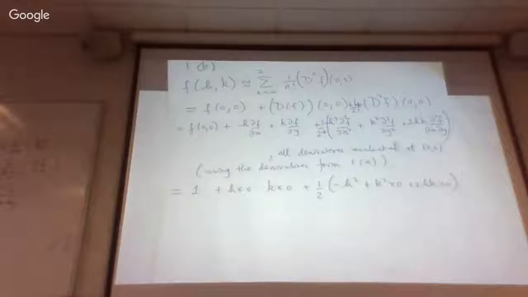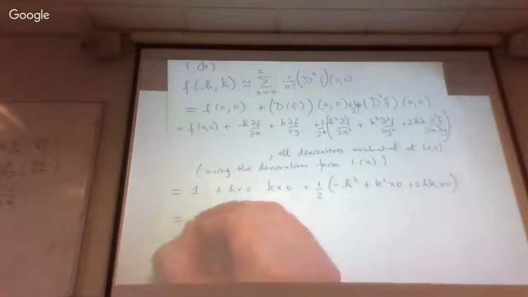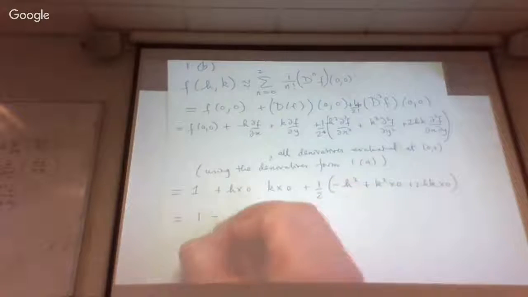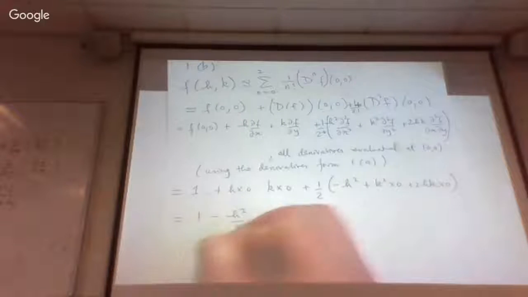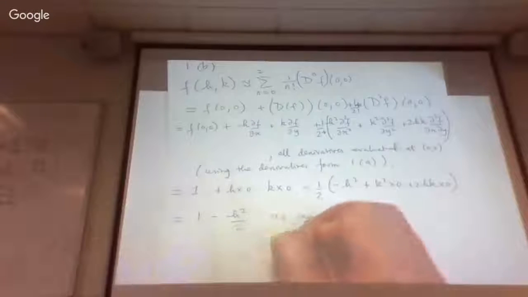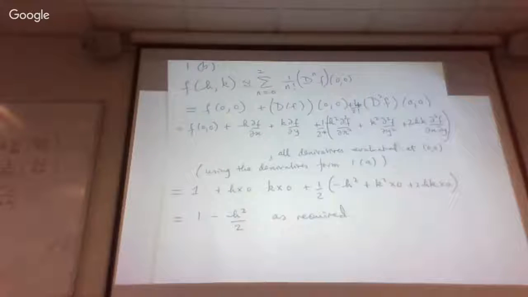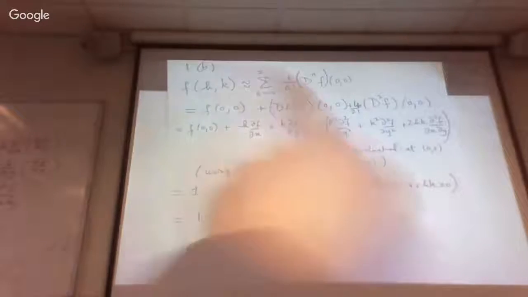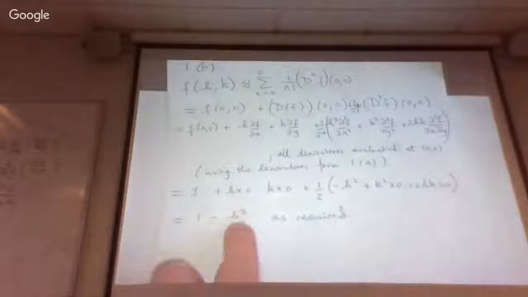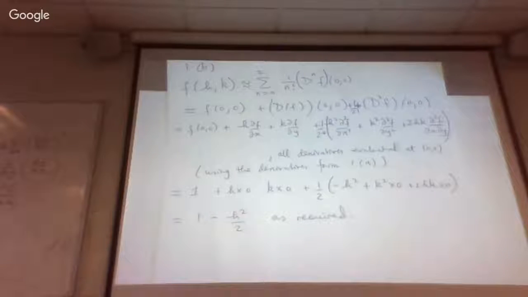Okay, that just emphasizes you've got the correct value for evaluating each of the partial derivatives there. And the only thing that survives is your 1 minus h squared over 2. That's required. So if I hadn't been reminded about my 1 over 2, I would have just got 1 minus h squared there. And then double check the answer.